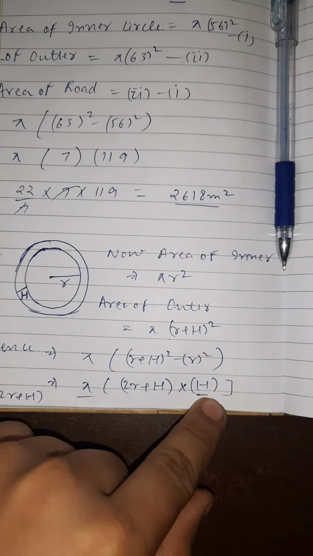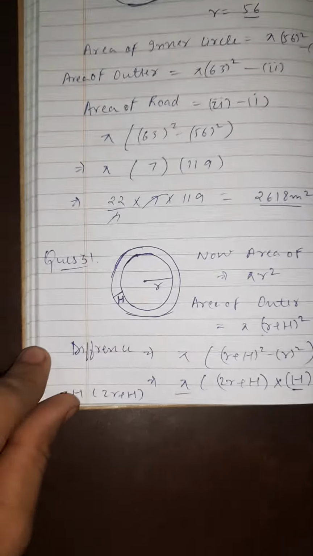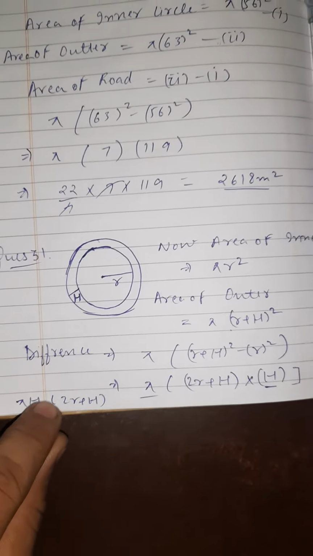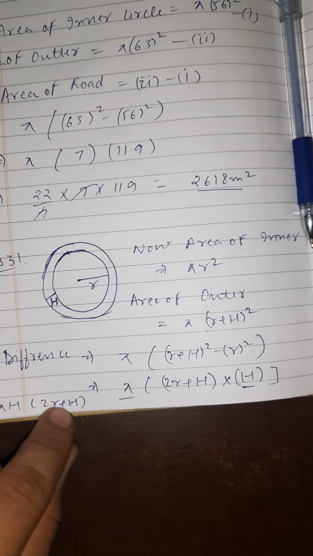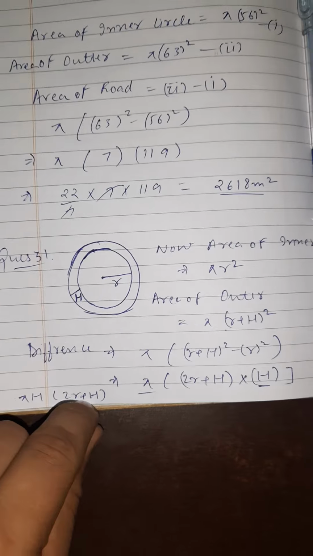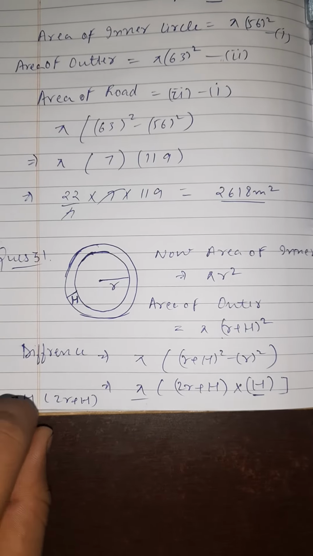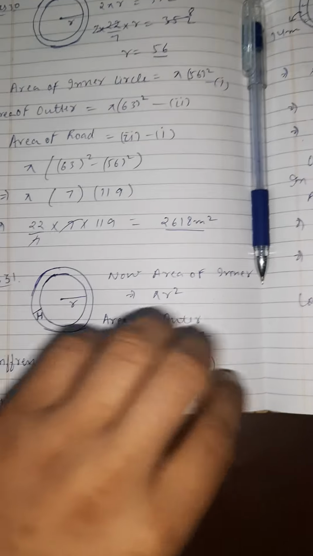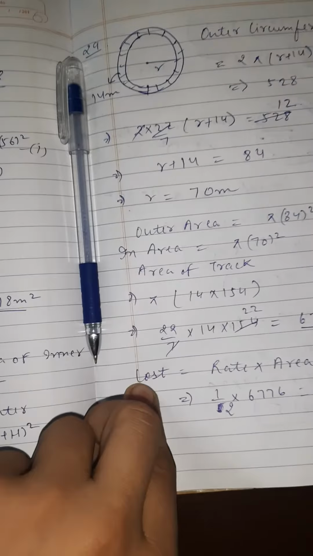By taking h out of the bigger bracket, we can simply conclude it as pi h multiplied by (2r plus h). This is what we need to prove in this question. So we have found it simply. It's the end of question number 31 and the end of this video as well.